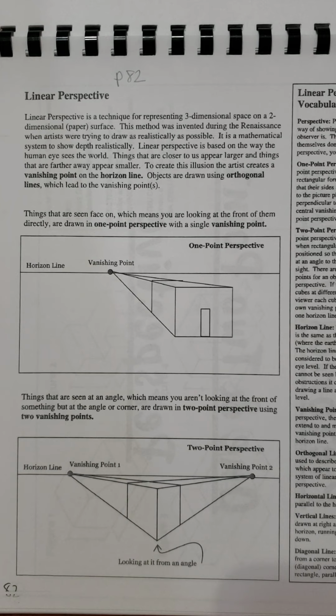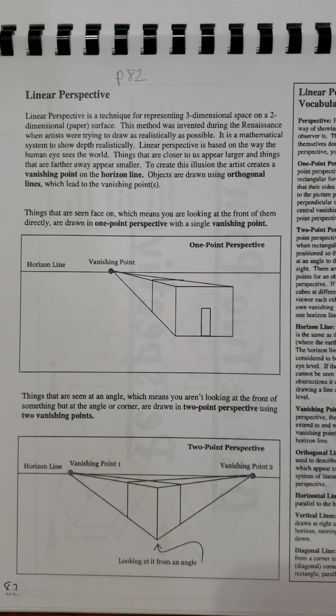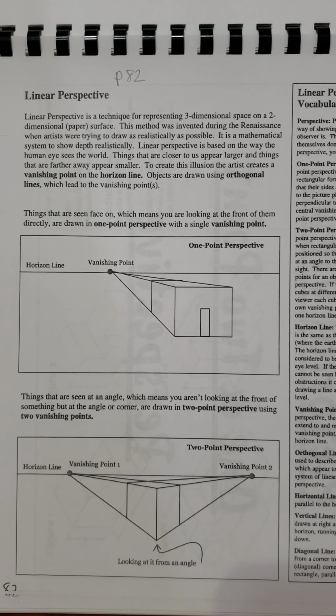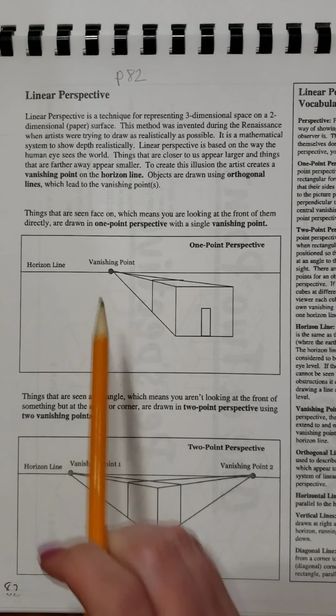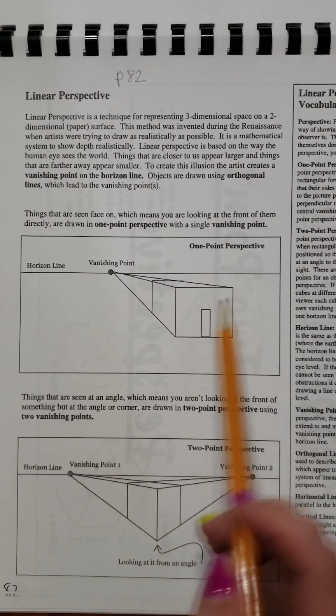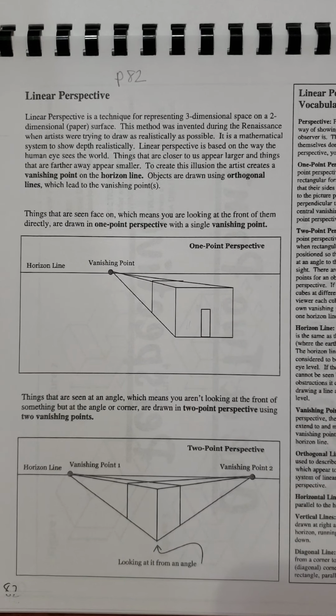To create this illusion, the artist creates a vanishing point on the horizon line. Objects are drawn using orthogonal lines, which lead to the vanishing points. Things that are seen face on, which means you're looking at the front of them directly, are drawn in one-point perspective with a single vanishing point. So as you can see in this image, we have our horizon line, our vanishing point, and then our object, we're looking at it face on, and then we see it from its side.